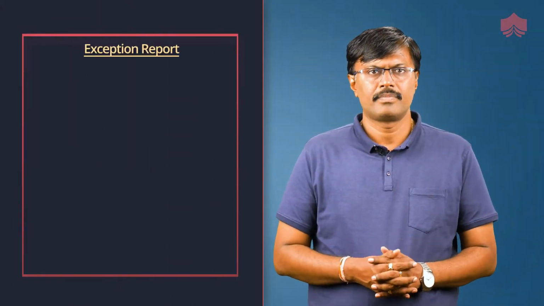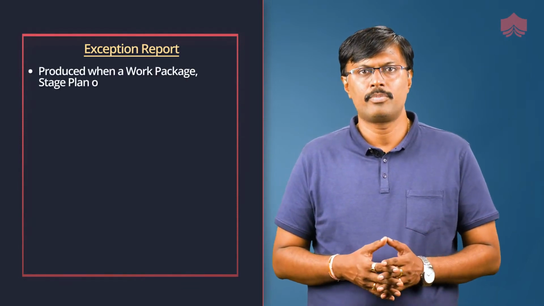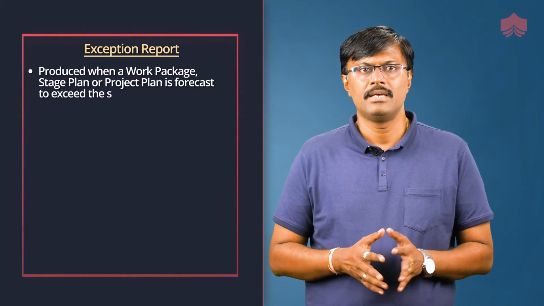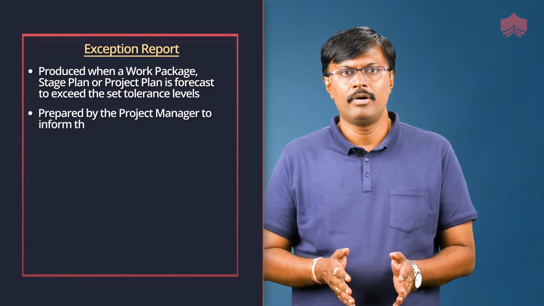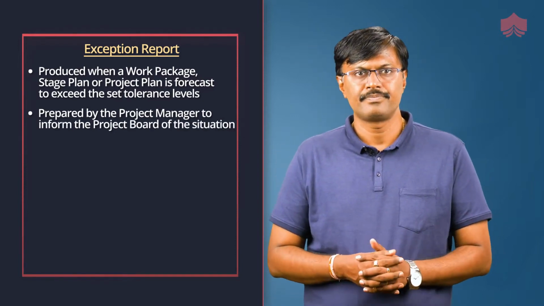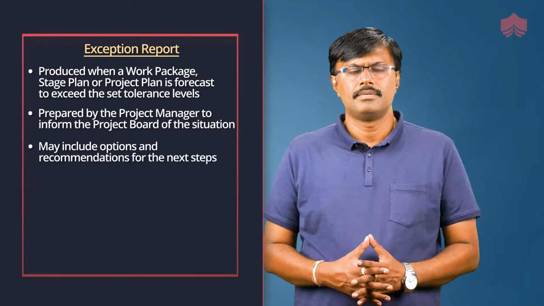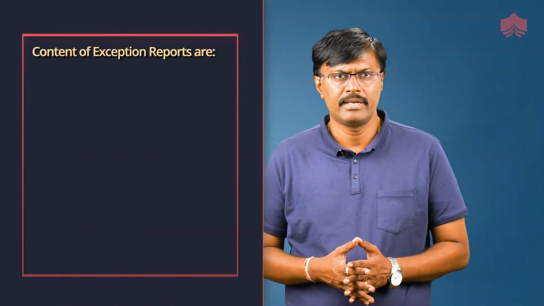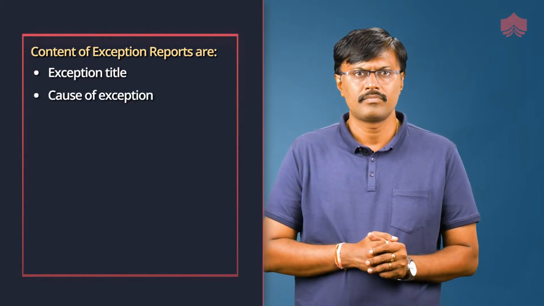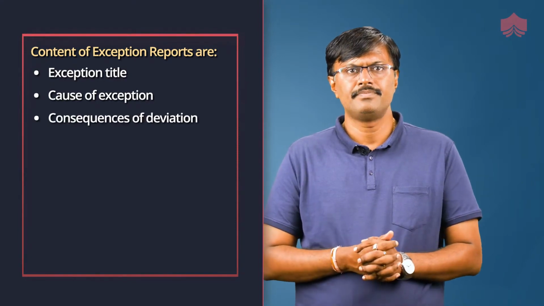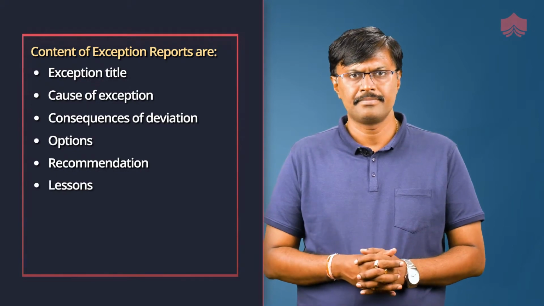Exception report. An exception report is produced when a work package, stage plan or project plan is forecast to exceed the set tolerance levels. It is prepared by the project manager to inform the project board of the situation, and may include options and recommendations for the next steps. An exception report contains exception title, cause of exception, consequences of deviation, options, recommendations, and lessons.